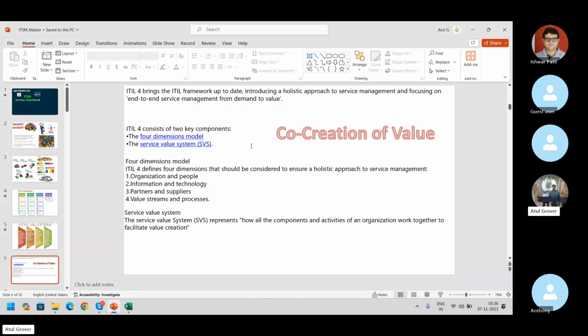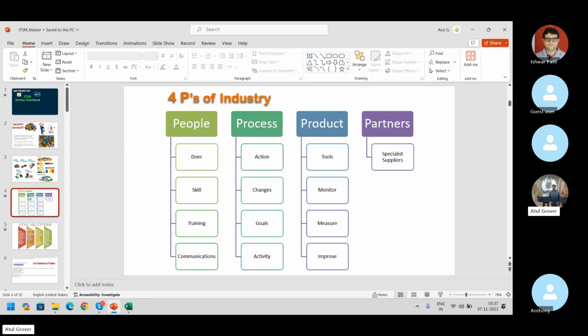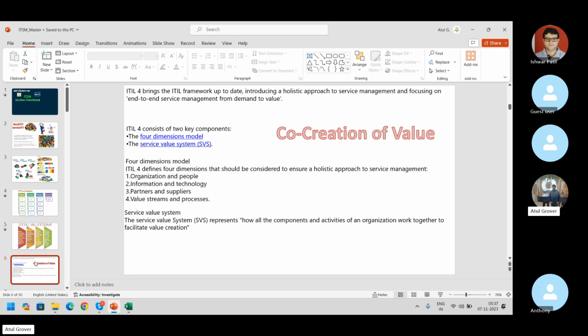The same thing ITIL says here, the 4-dimension model. Here dimension doesn't mean that I'm going to measure length. No. Four dimensions means the four pillars on which the industry works. The first pillar is organization and people. Earlier we just had people. Now we have organization as well. Why? Because people are thinking that we need to move, but if the organization doesn't have the right vision and mission, then it is tough to achieve that. So the first and important point is that.